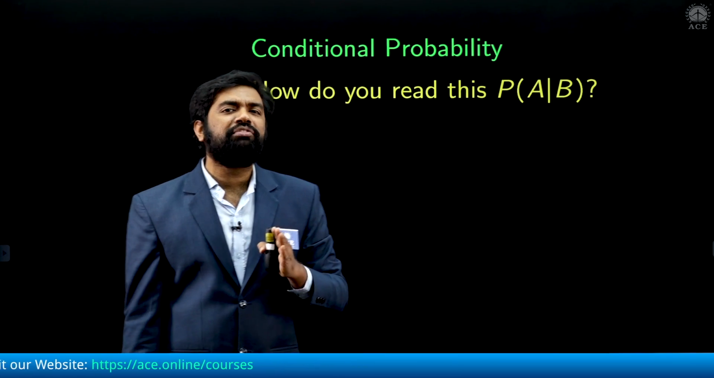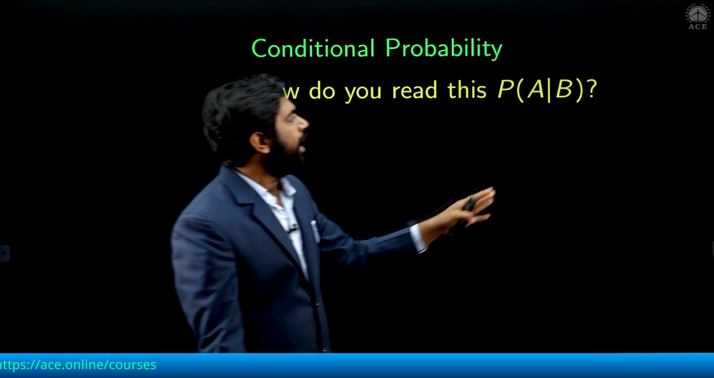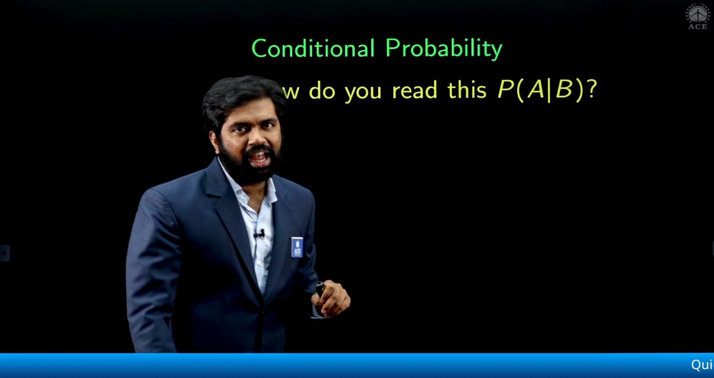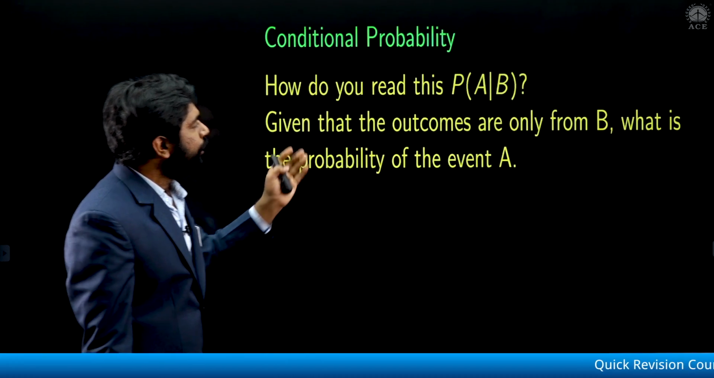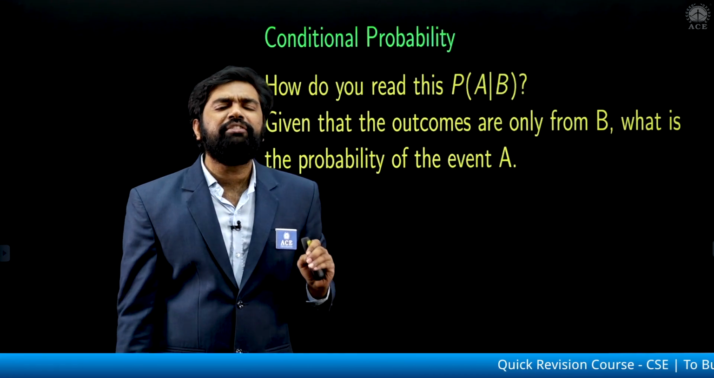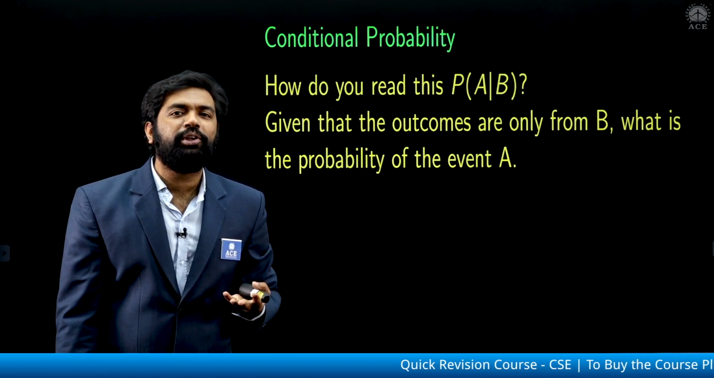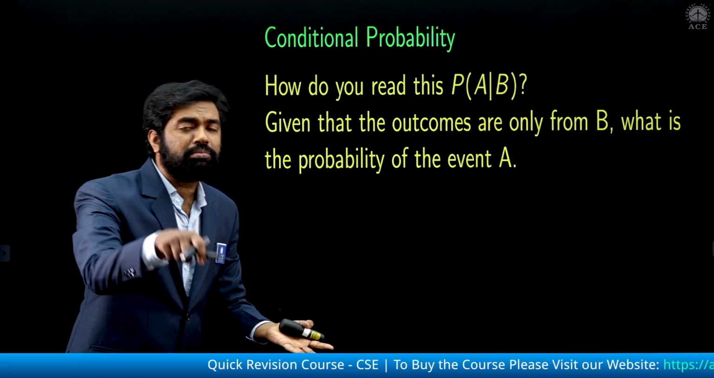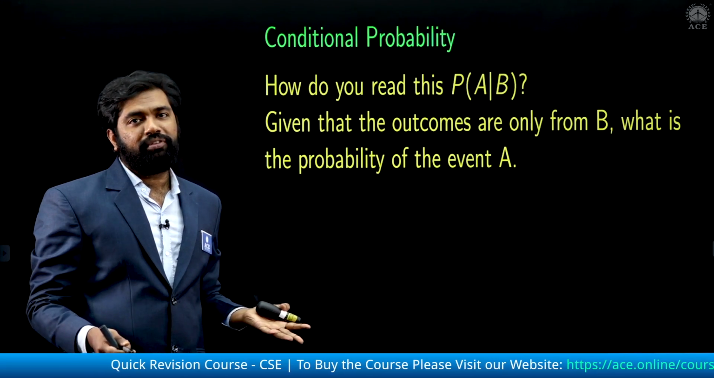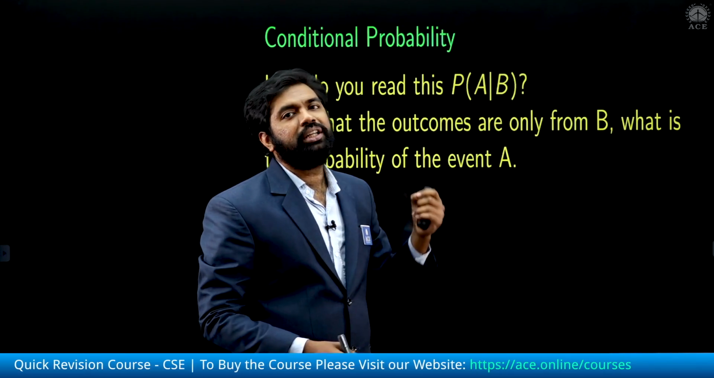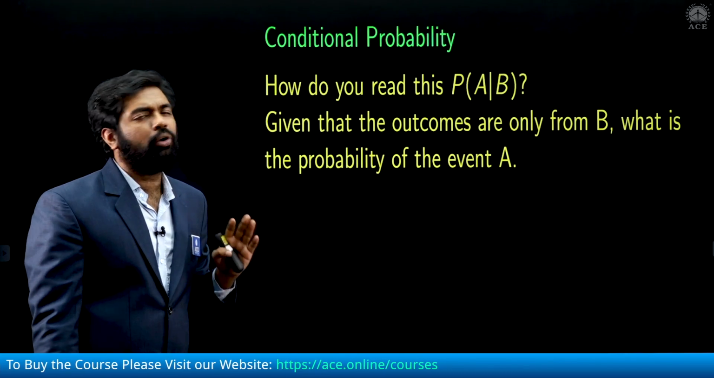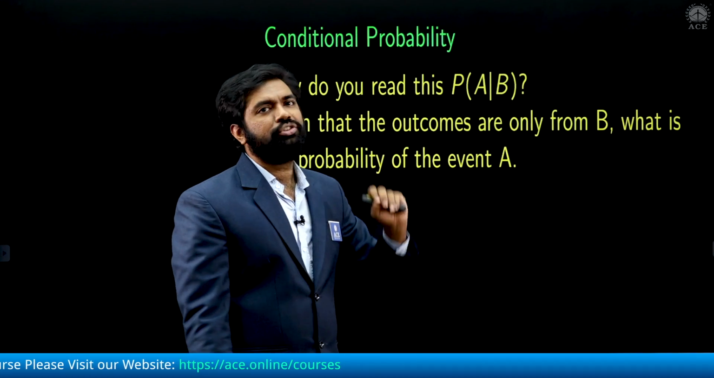The elegant way of reading this is: given that the outcomes are only from B, what is the probability of A? I repeat it again. How do you read this? Given that the outcomes are only from B, what's the probability of A? Because of this condition given to us, that is, given that the outcomes are only from B, this particular probability is called the conditional probability. So, we'll now see how we find the conditional probability.